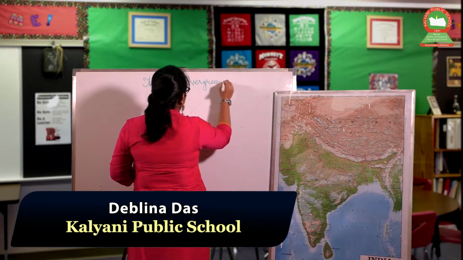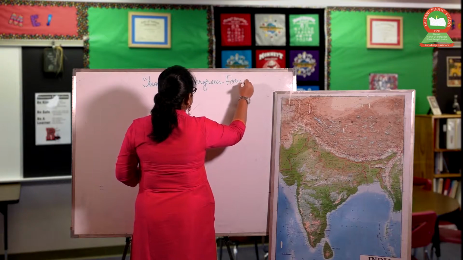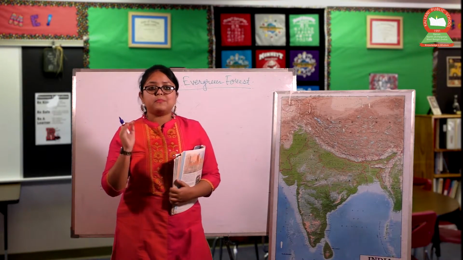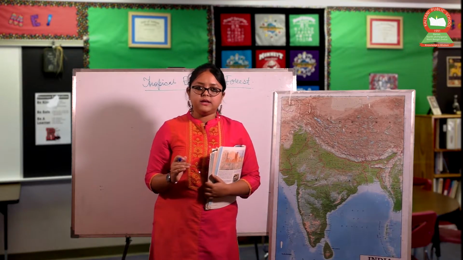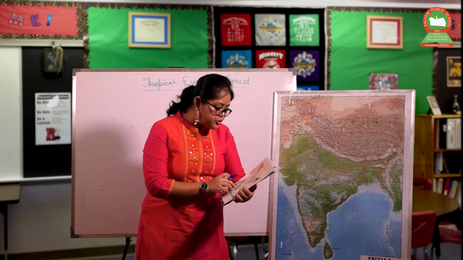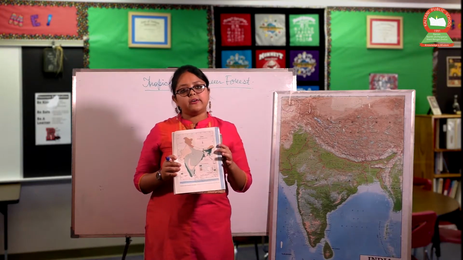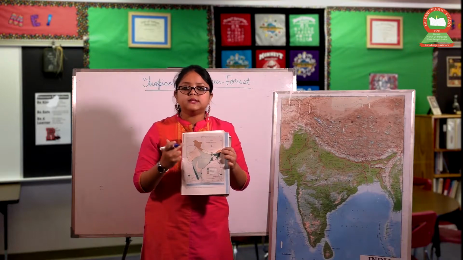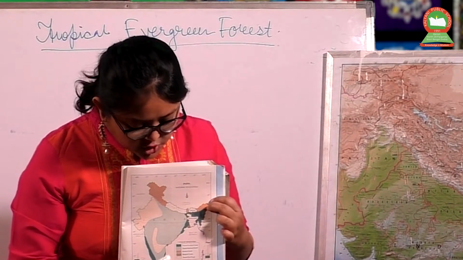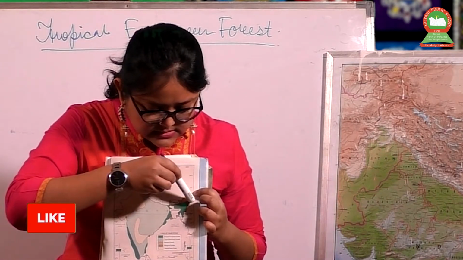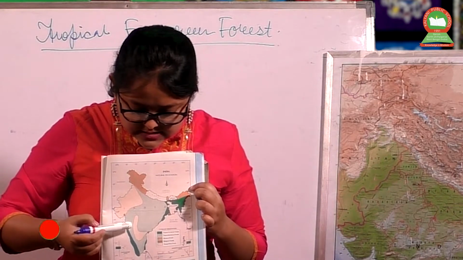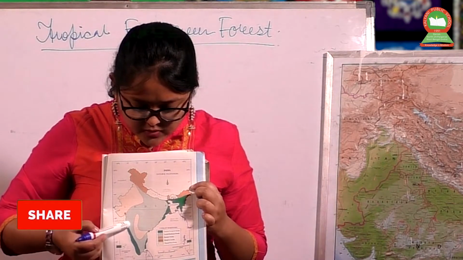Tropical evergreen forest is restricted to the areas where the rainfall is maximum. Rainfall will be near about 200 centimeter. I would like to show this region of tropical evergreen forest from the map shown in the NCERT book. The tropical evergreen region is this. This deep green shaded region is tropical evergreen forest.